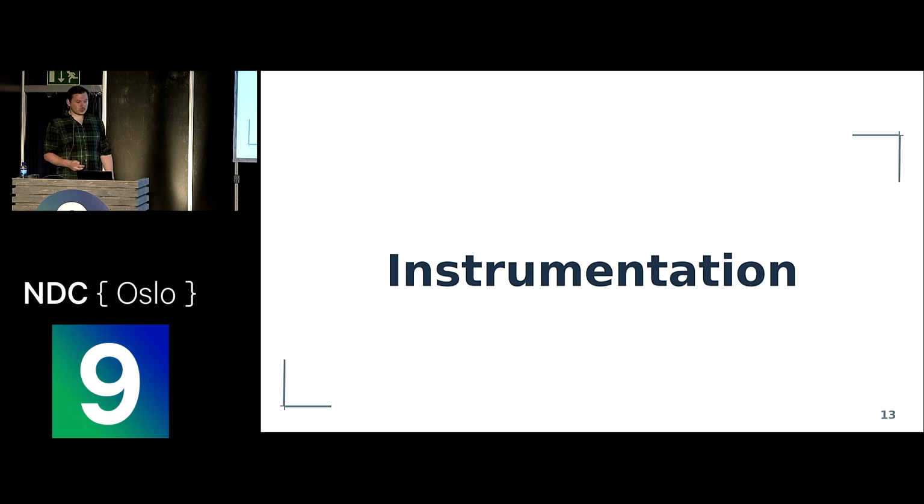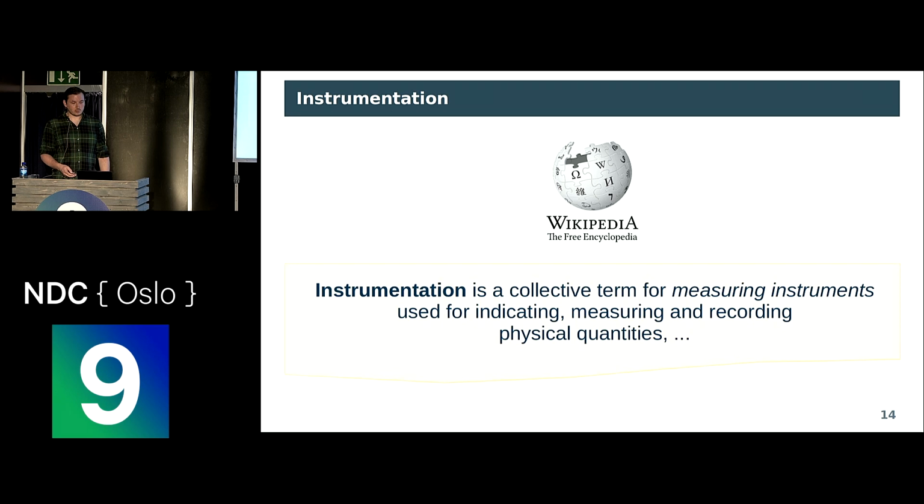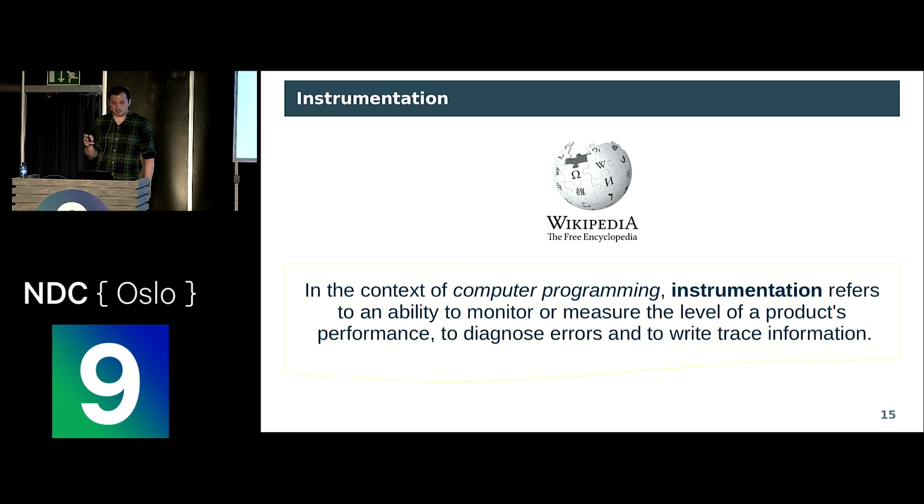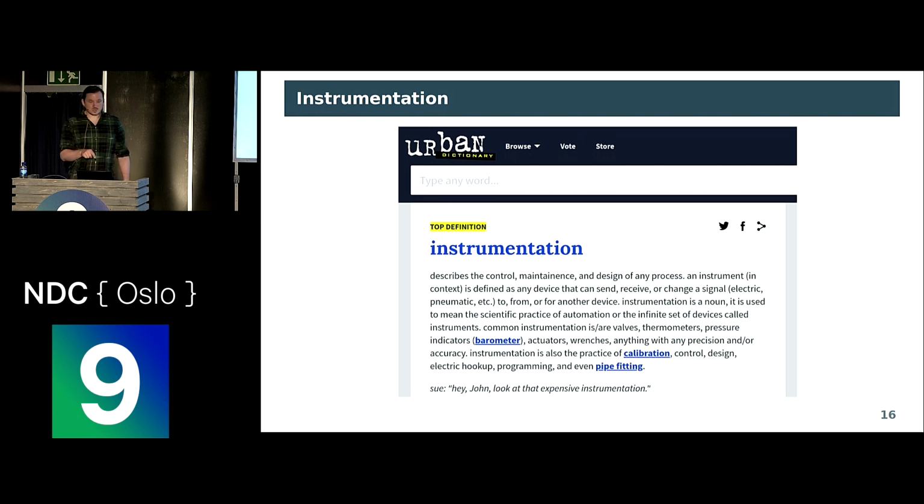So, what's instrumentation? Wikipedia says it's a collective term for measuring instruments, used for indicating, measuring, and recording physical quantities. In the context of computer programming, instrumentation refers to an ability to monitor or measure the level of a product's performance. Good. That's a good definition. I mean, you can't go wrong with Wikipedia, right?